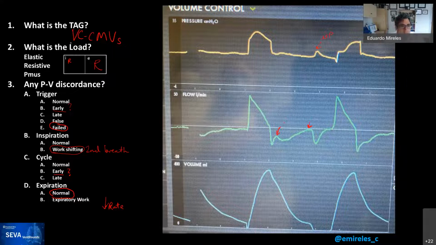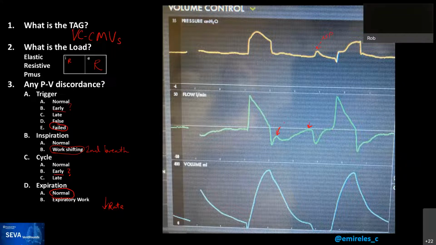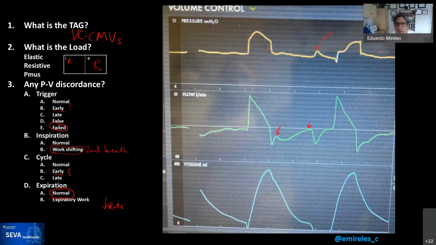So I agree with you. Rob, any disagreements there? No, it's nice that you have one passive breath and one active breath right next to each other. Yeah. Well, let's actually talk a little bit about that.